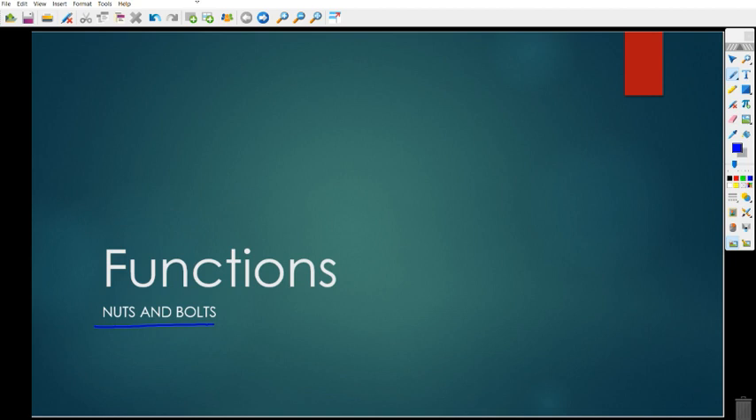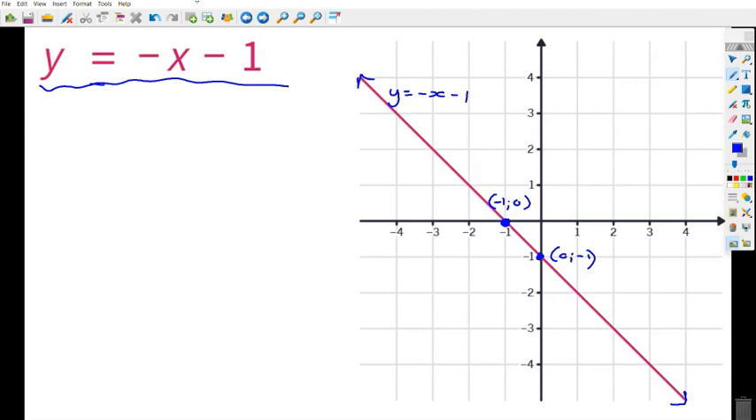So, jumping straight into it, let's look at this. We've got our straight line. How do I know it's a straight line? Because there's no x squared, it's not 1 over x, and x is not a power, not an exponent. It's just x, negative x, minus 1, which is just a normal straight line graph, and that's what it looks like. I've got my points and I've got the name of my graph there.